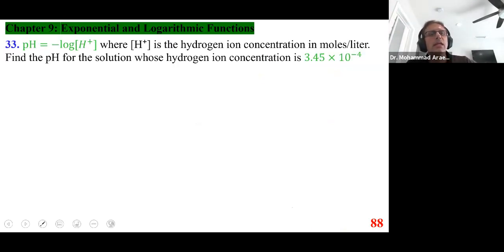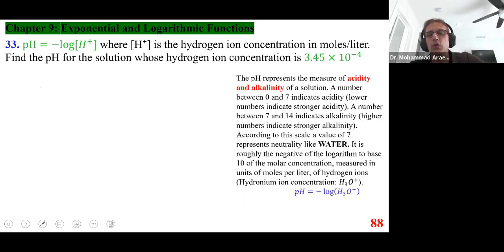pH equals negative log of H plus, where H plus is the hydrogen ion concentration in moles per liter. We want to find the pH for the solution whose hydrogen ion concentration is 3.45 times 10 to the power of negative 4. Would you be kind enough to read this part for us?